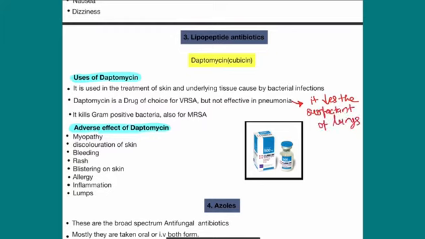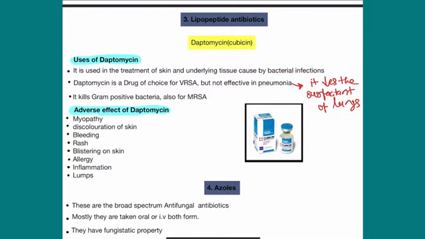It kills the gram positive bacteria. All gram positive bacteria are killed, also MRSA. So MRSA and MSSA both, but when both are in the options, then we will choose MSSA because it is a drug of choice for MSSA. It's very important. Daptomycin is a drug of choice for MSSA and not effective in the case of pneumonia. It was already asked in the examination, because it decreases the surfactant of the lungs.